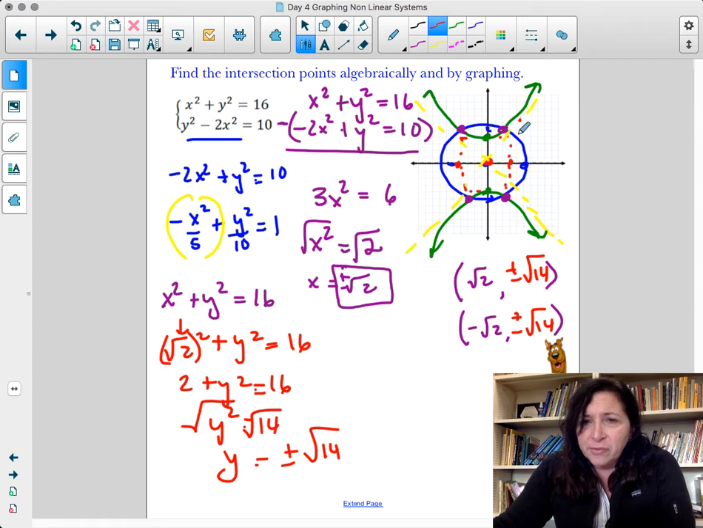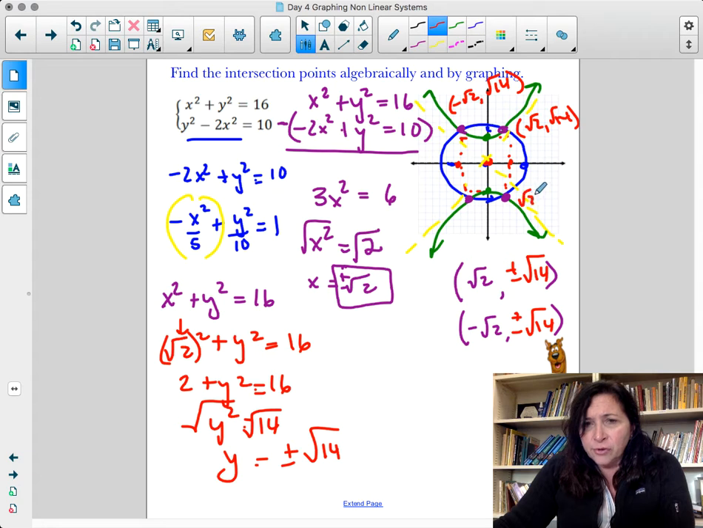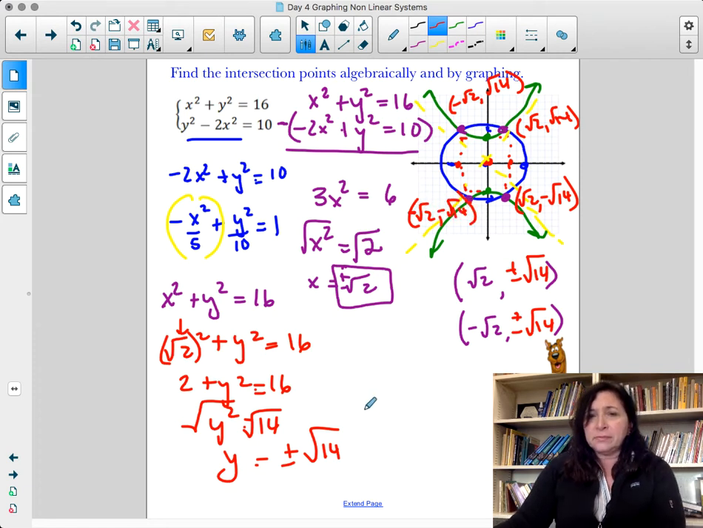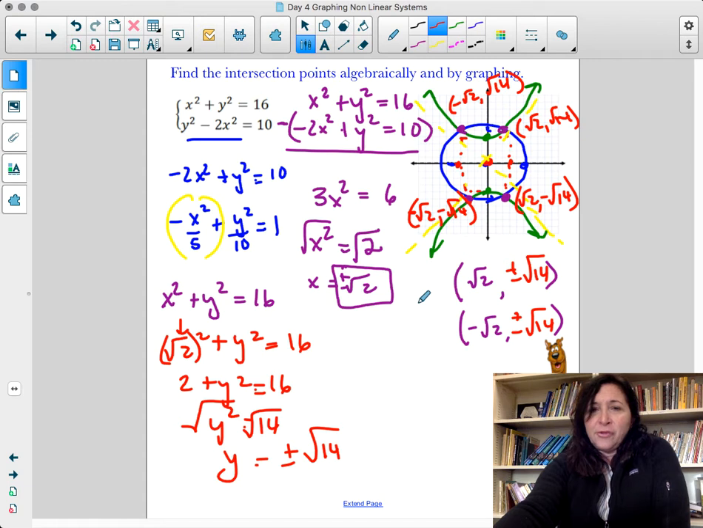intersection points. This point is root 2, comma, root 14. This point here is negative root 2, comma, root 14. This point right here is root 2, comma, negative root 14. And this intersection point is negative root 2, comma, negative root 14. Okay, cool. Those are my 4 intersection points.